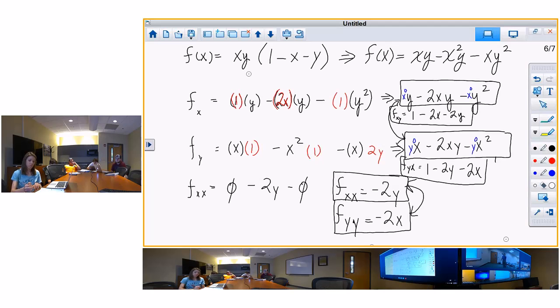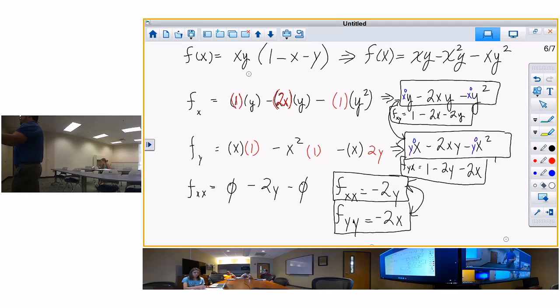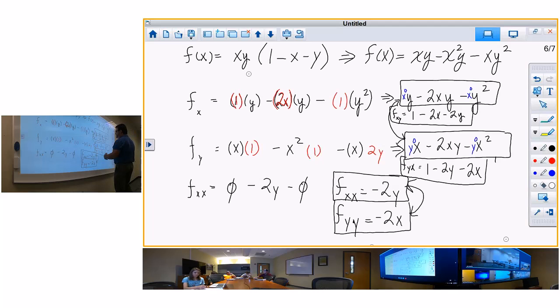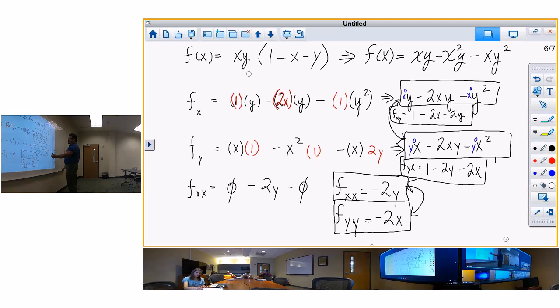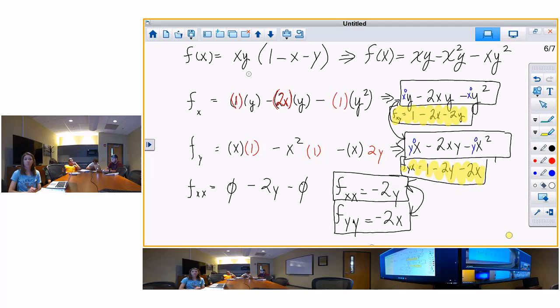That's what's supposed to happen. You're supposed to get the first derivative, the second derivative, and when you take f of xy and f of yx, they should do what? Be the same. They should be the same.